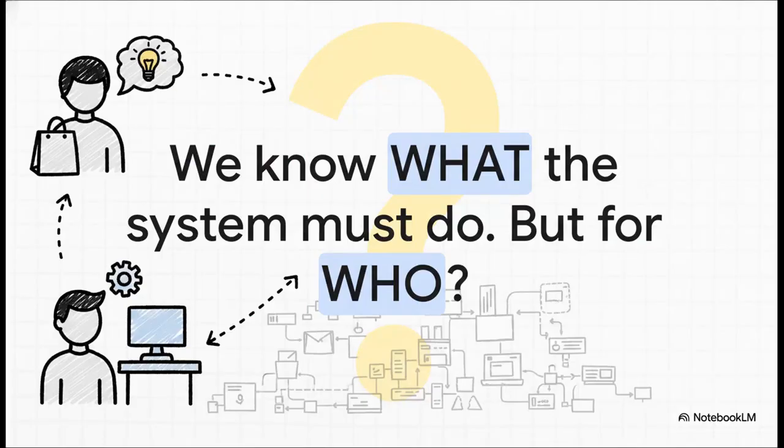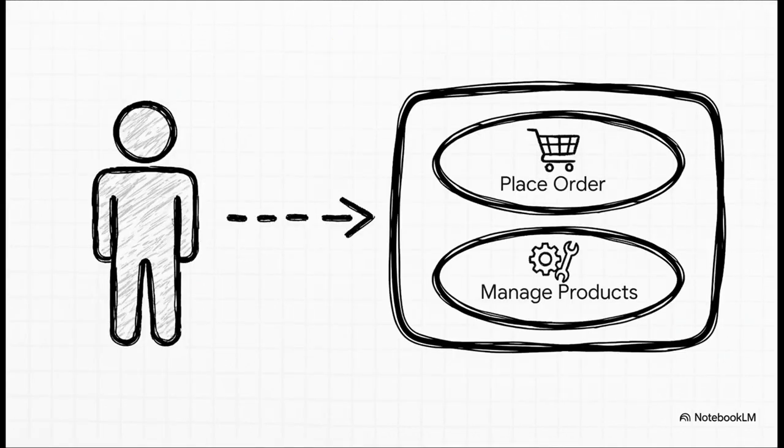Okay, so at this point, we've figured out what the system has to do and how well it needs to do it. But that immediately leads to the next big question, right? Who are we actually building this for? To get that answer, analysts have this really simple but super powerful tool they use, called a use case diagram. It really just boils down to identifying two things. First, the actor, and that's just a fancy word for anyone or anything that's going to interact with the system. And second, the use case, which is the specific goal that actor wants to accomplish.